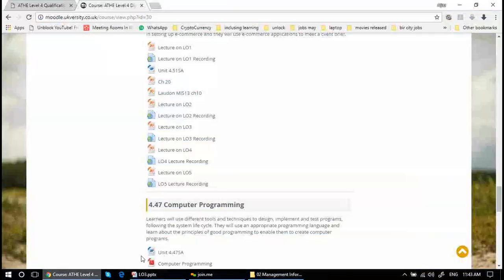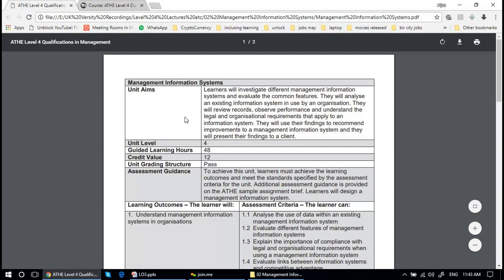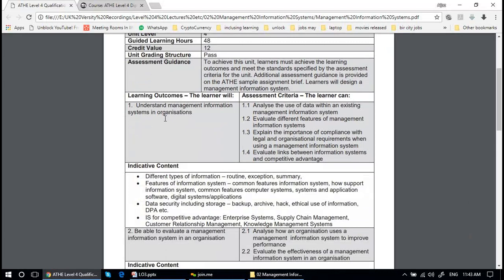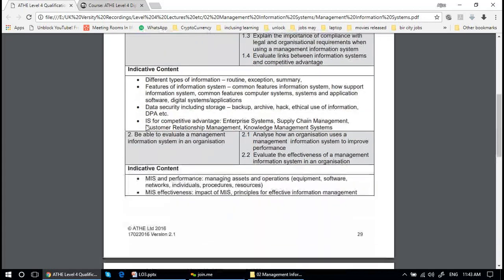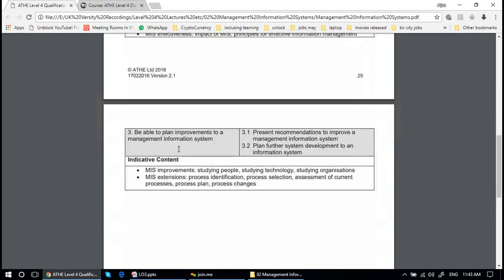Okay, so we are on management information systems, and we have already covered two learning outcomes. One is understanding management information systems in organizations, and the other is being able to evaluate a management information system in organizations. You remember that we have already done two of the learning outcomes in previous classes. So today is be able to plan improvements to a management information system.